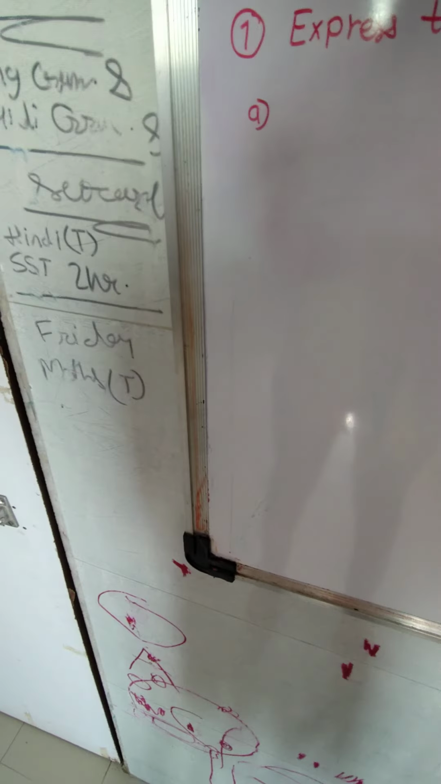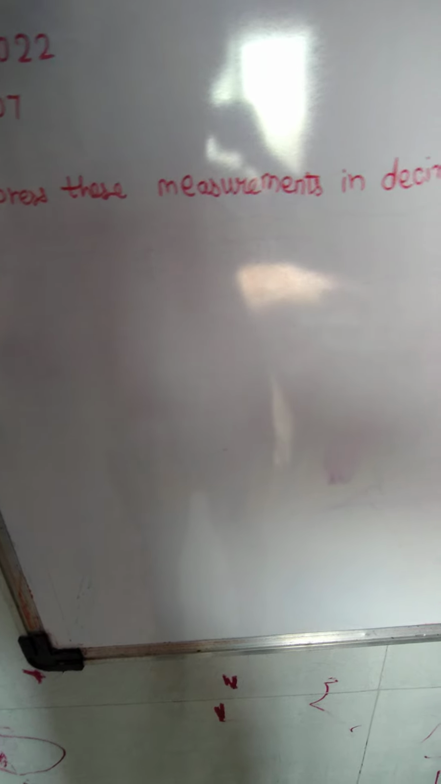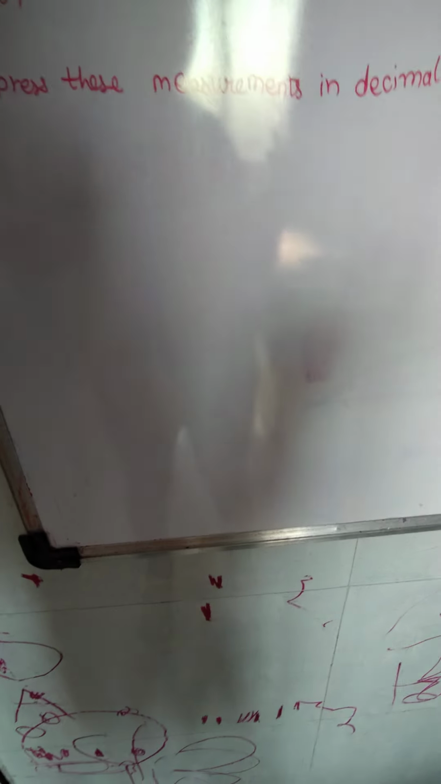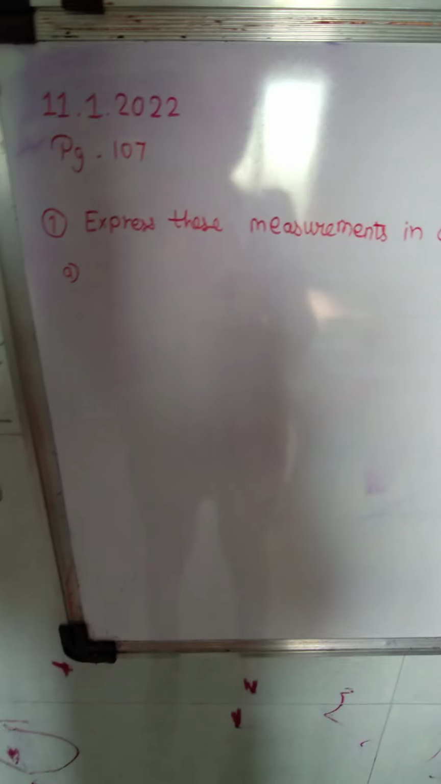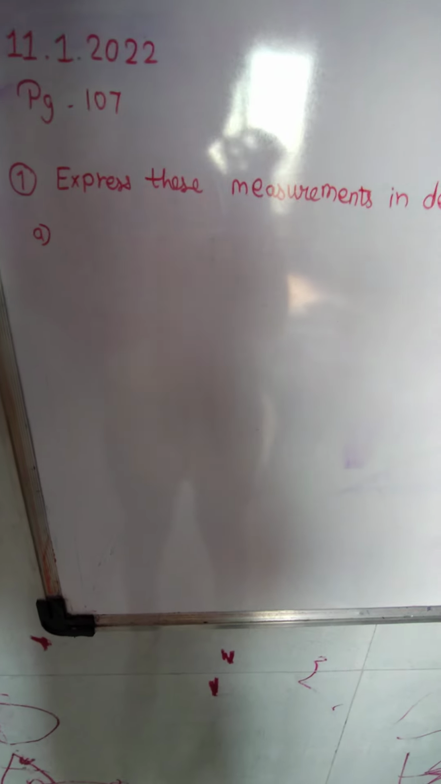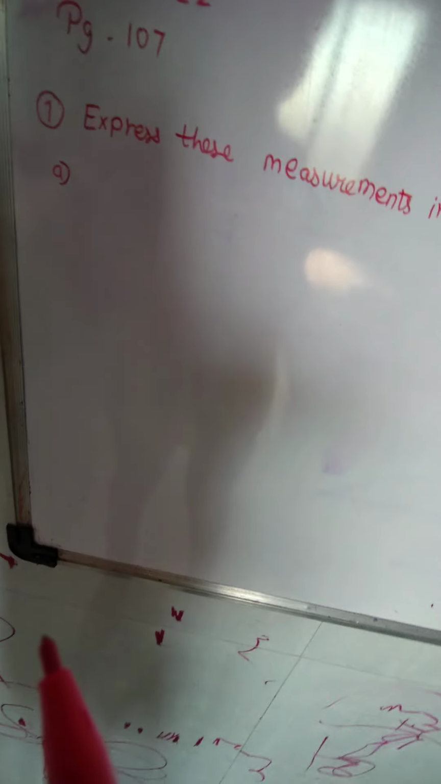Okay. First question, express these measurements as decimals. Just give me 2 minutes. Okay. Now let's start with the exercise. Express these measurements as decimals. So the first A part in your textbook is, look at your textbook if you have, or else I'm showing it. Just give me 1 minute.